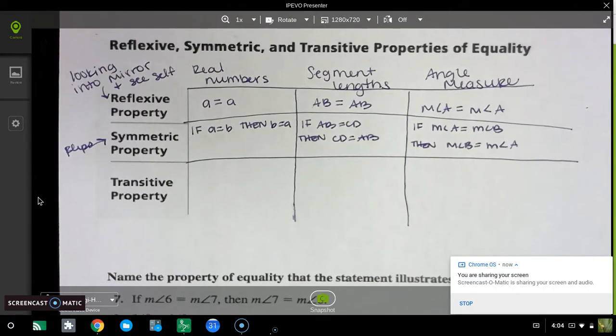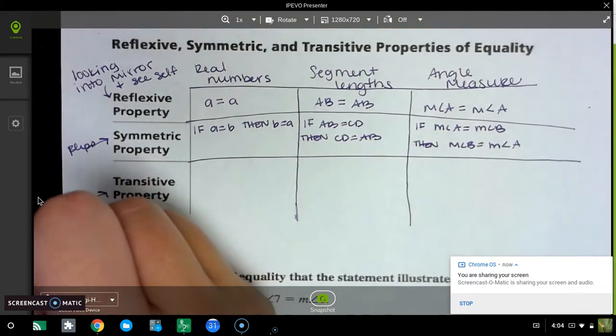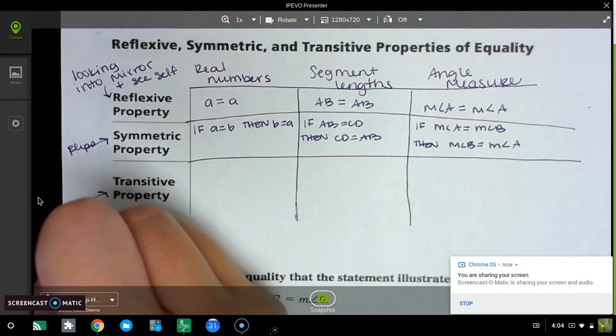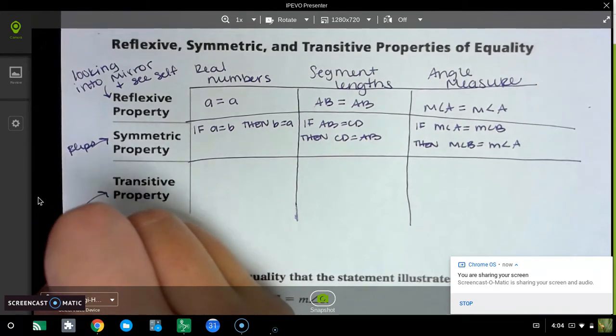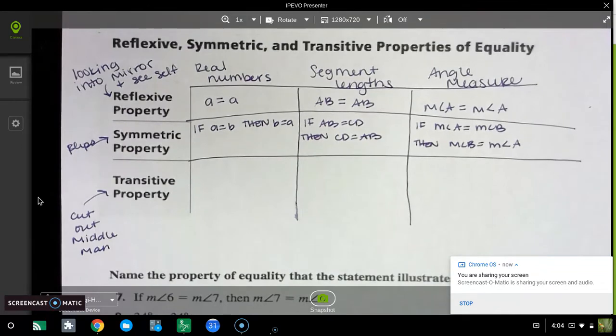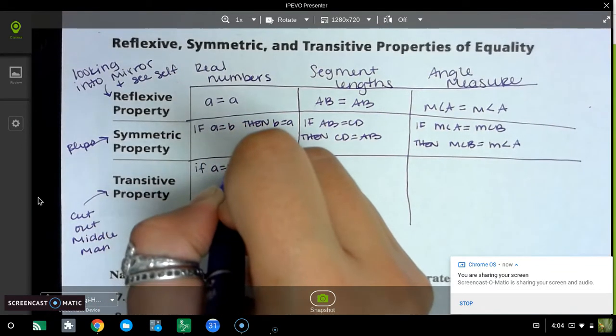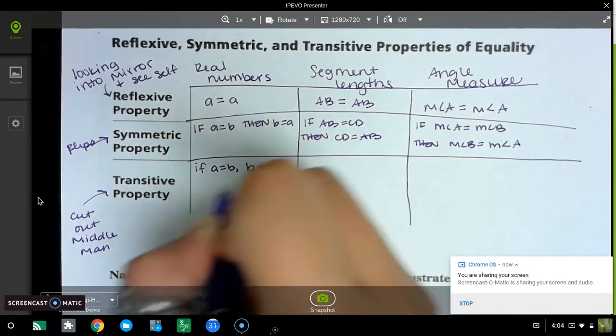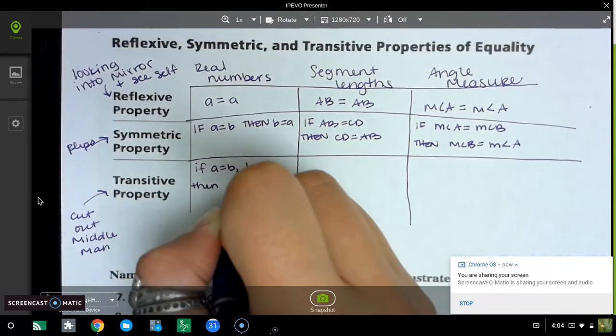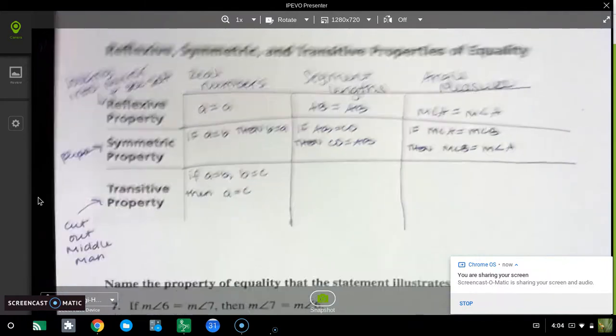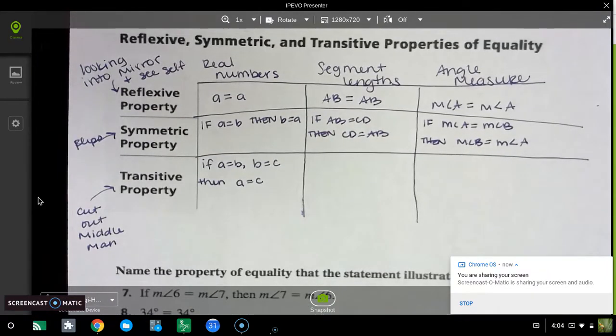All right, our next one is our transitive property. This guy is cutting out the middleman. Cut out that middleman. So if A equals B and B equals C, then A equals C. Whoa, why does that make sense? If A equals B and B equals C, then why does A equal C?